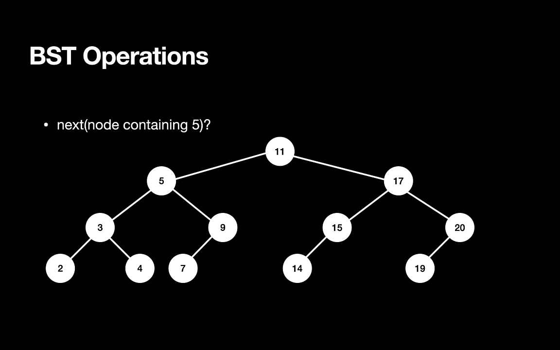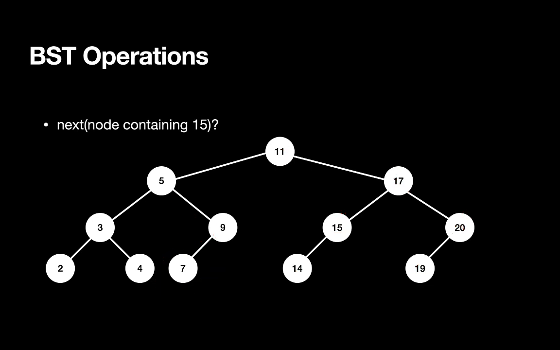So next from the node containing 5. So this does have a right subtree. So we're in our first case, right and then left as far as possible to our 7. The value that comes immediately after 5 in this tree is 7. And just to check our work here, yeah, 9, that's greater than 7, 11, 14, 15, 17, 20, 19, those are all greater than 7. So yeah, 7 is the value that would come immediately after 5.